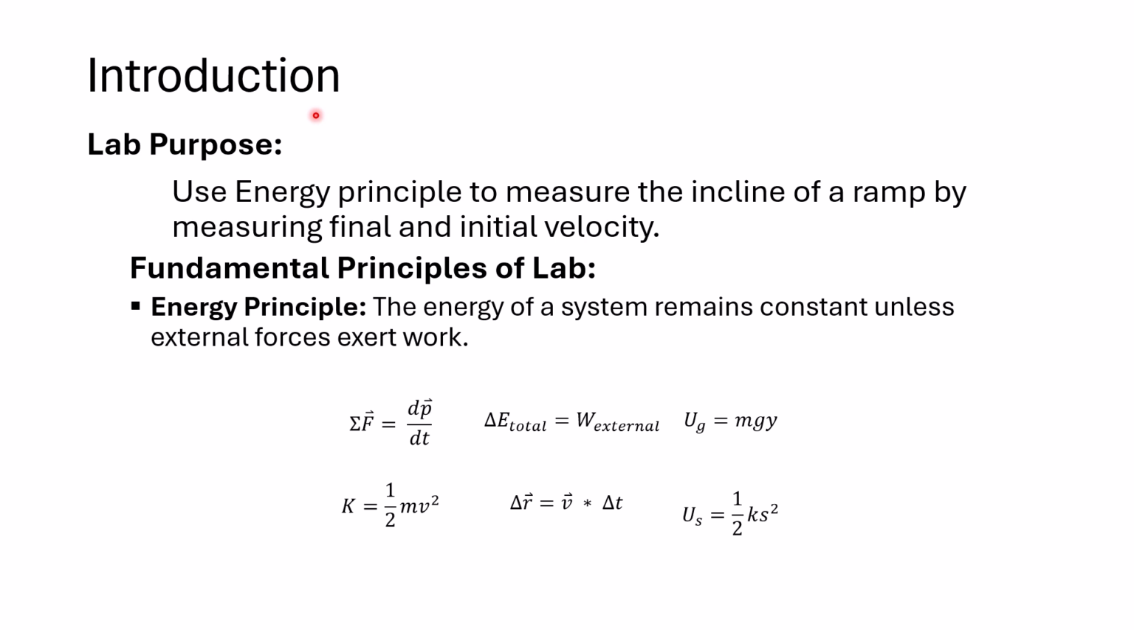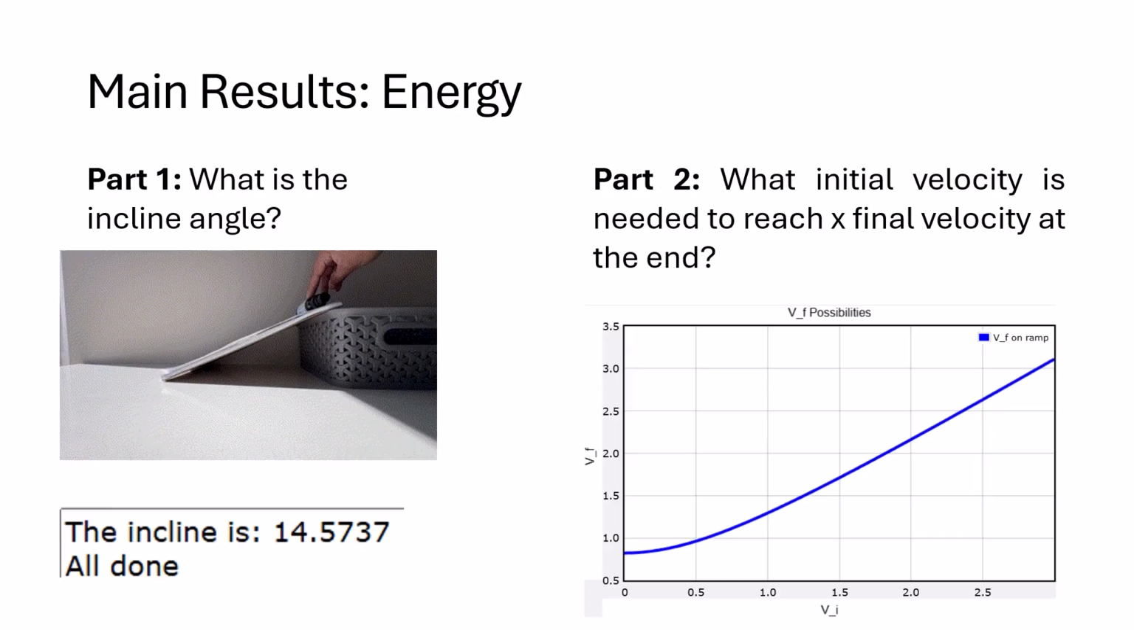As an intro, Lab 5 is supposed to be like a capstone. The purpose of my lab is to use the energy principle to measure intrinsic properties of systems. To be specific, my lab is trying to find the incline of a ramp based on the final and initial velocities. Any ramp, any curve, if you know the final and initial velocity and the distance, the model that I get out of delta E total is going to give you an approximation of the angle of inclination of that ramp. The fundamental principle is the energy principle, delta E total equals work external, and I'll show you how we derive our model.